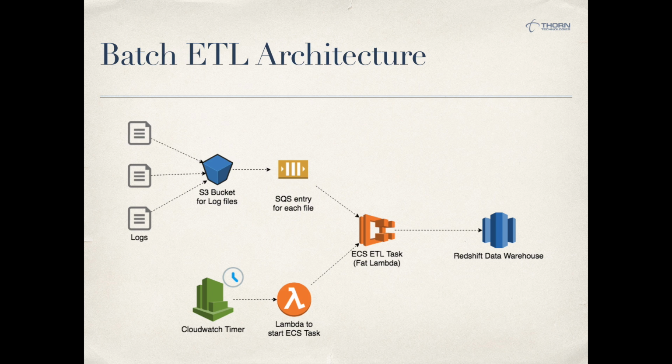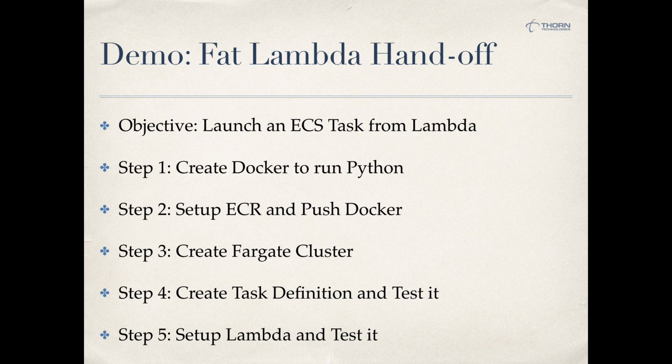All right, so let's do a demo of a Fat Lambda handoff. So what I'm going to show you is how you write this Lambda that'll fire off this ECS task and then deploy it to Fargate to have a serverless Docker container running in AWS. Now ultimately, all this Docker container is going to do is write a log message.